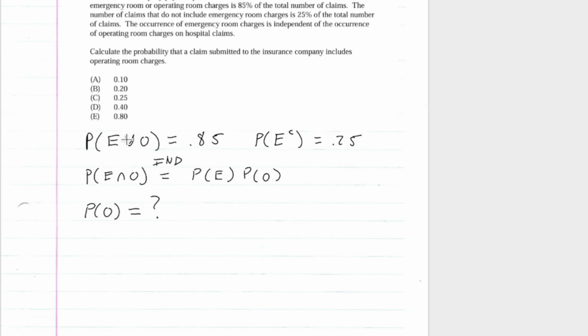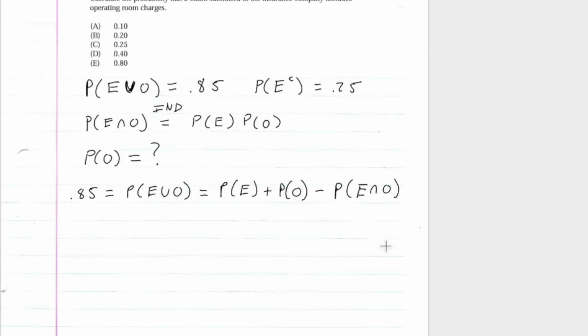Well, I do have the probability of E union O, so I know 0.85 is equal to the probability of E union O, and I know this is equal to the probability of E plus the probability of O minus the probability of E intersection O. So this gives me this equation: 0.85 is equal to the probability of E, so if E complement is 0.25, that means the probability of E is 0.75, plus the probability of O, that's what we're looking for, minus, since it's independent, I know that E intersection O is E times O.